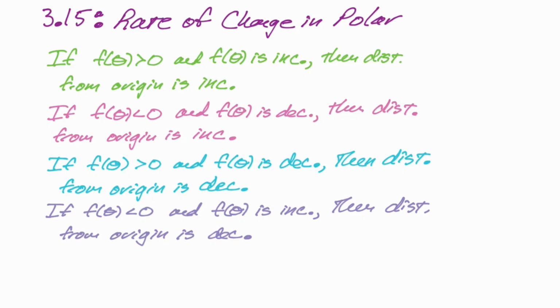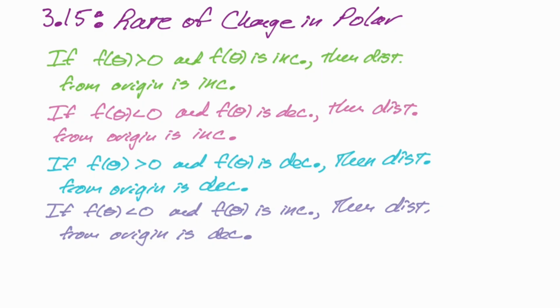So if they have the same feel, the distance is increasing. If they have the opposite feel, then the distance is going to be decreasing. For that last one, think about r is negative 100, and then r is negative 50. That increased from negative 100 to negative 50. And you're definitely getting closer to the origin, which means the distance from the origin is decreasing.